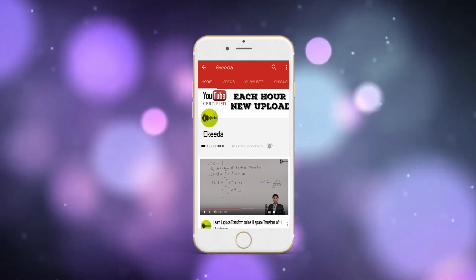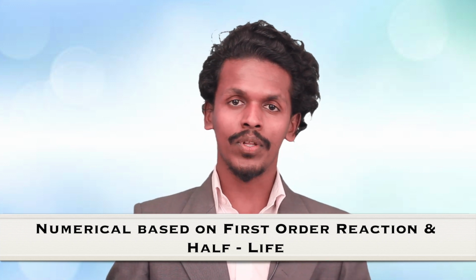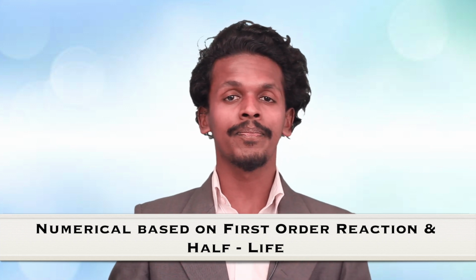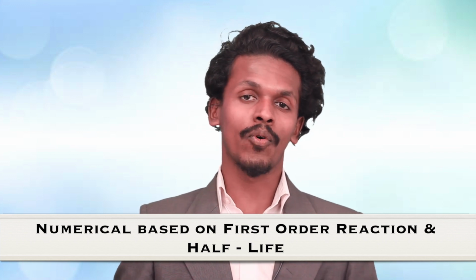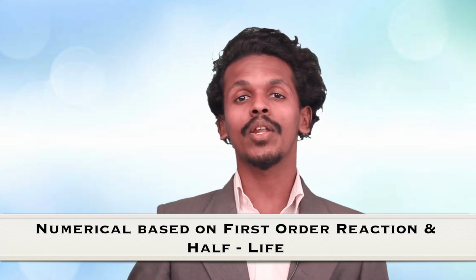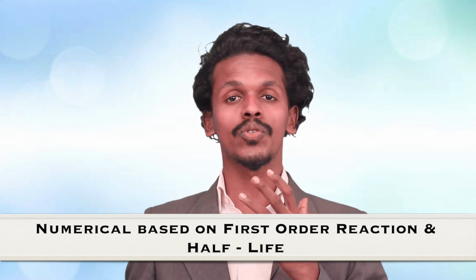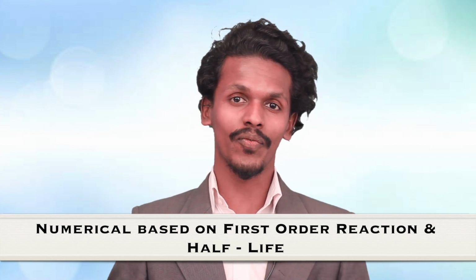So students, in the previous lecture we have solved the numerical which was based on the half-life for the first order reaction, as well as we have calculated a numerical in which we have done a sum of rate constant for the first order reaction. And now we are going to do both simultaneously, meaning we are going to solve a question in which both the formulas are required. So let us see how we can solve it.